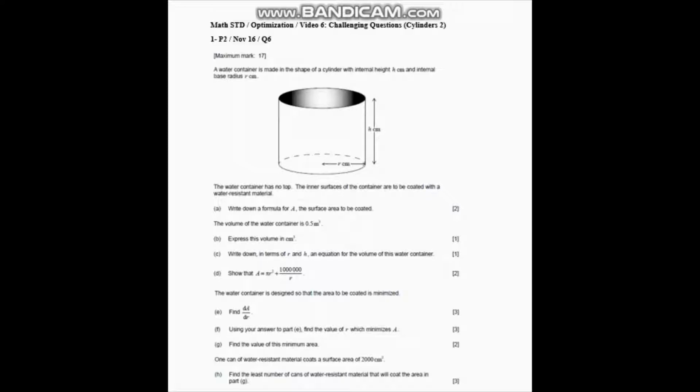So we are told that a water container is made in the shape of a cylinder with internal height h and internal base radius r. The water container has no top. The inner surfaces of the container are to be coated with a water-resistant material. Write down a formula for A, which is the surface area to be coated. Now, since the water container has no top, we shall only calculate the curved surface area plus the area of the base, and this shall suffice to give us an expression for a formula for A.